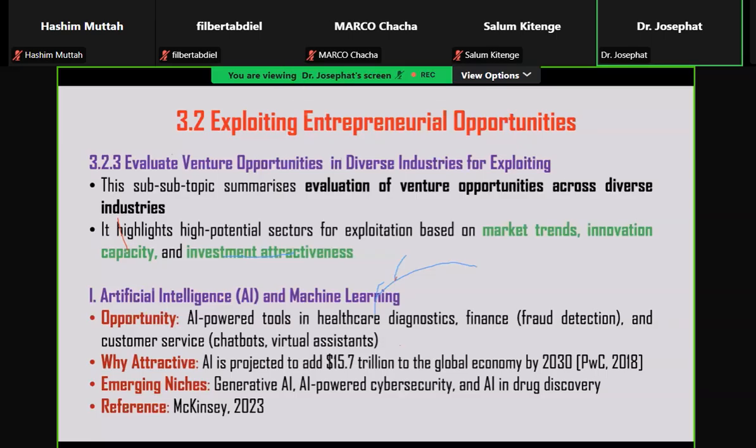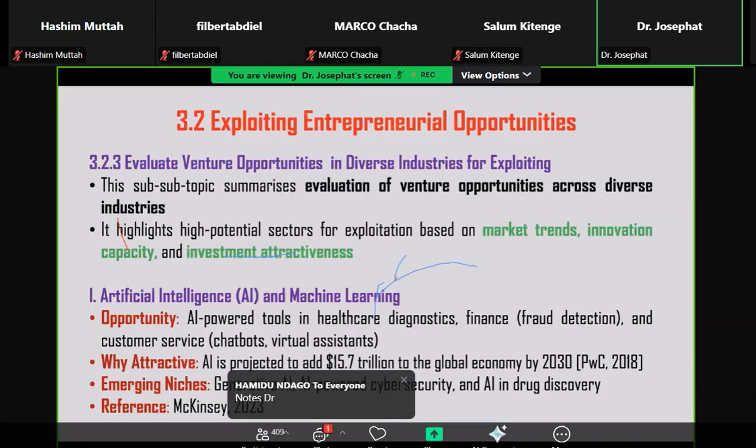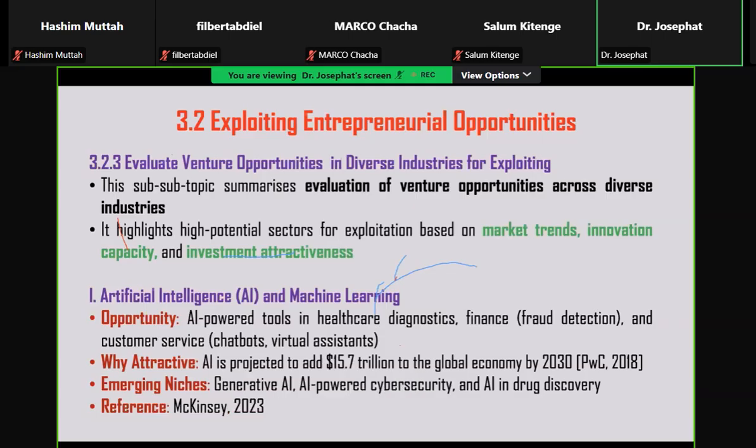Kwanza kabisa, on how to evaluate these venture opportunities, tunaweza kuangalia artificial intelligence and machine learning. There is a lot of opportunity on the part of AI. Tukiangalia opportunities zilizopo: AI powered tools in healthcare diagnostics, finance in terms of fraud detection, and customer service in terms of chatbots and virtual assistants. Na hizo tunaziona zinafanya kazi kubwa sana.